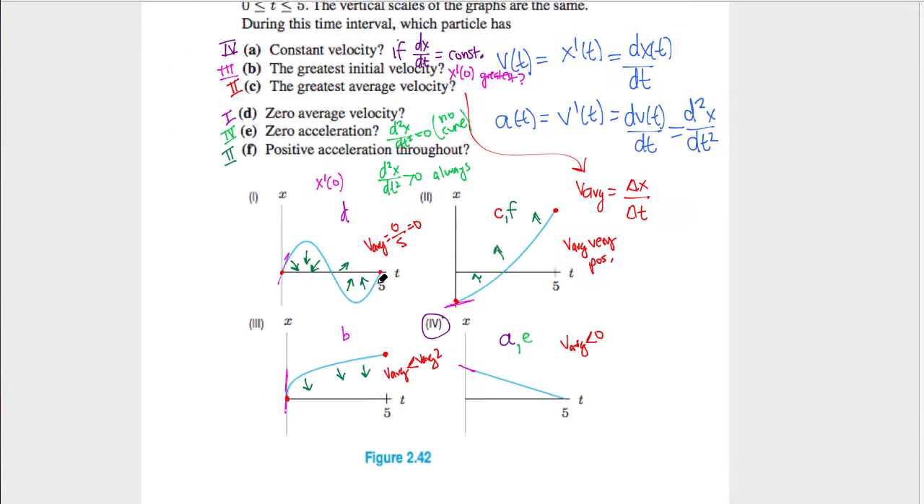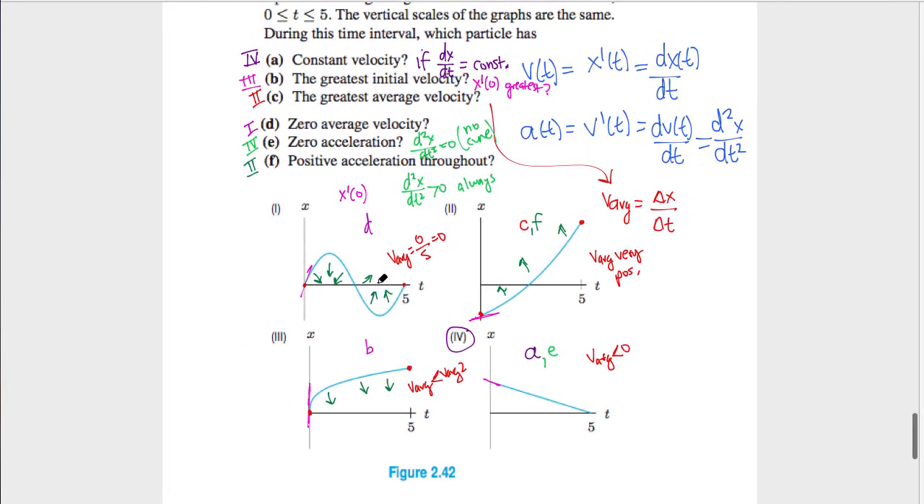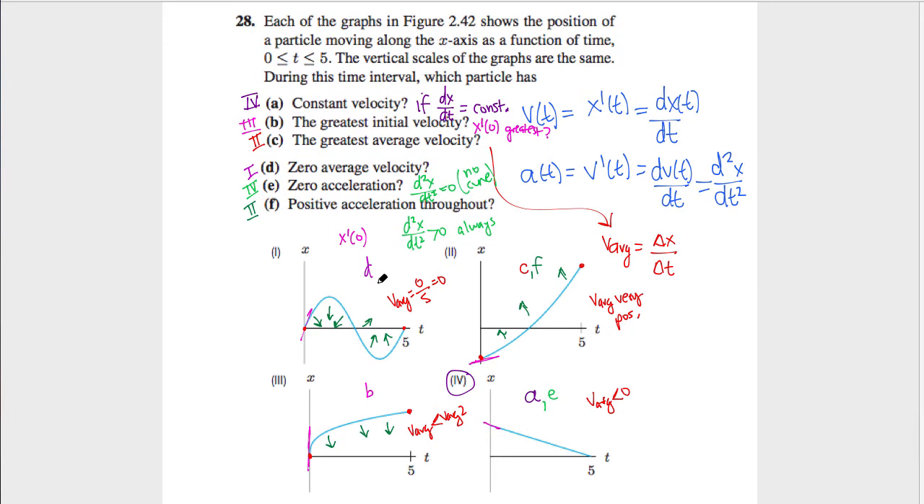So taking all of this in, the point of this question is to relate our first and second derivatives back to how we modeled the motion of a particle. So again, velocity is the first derivative of position with respect to time, and acceleration is the first derivative of velocity with respect to time, or the second derivative of position.